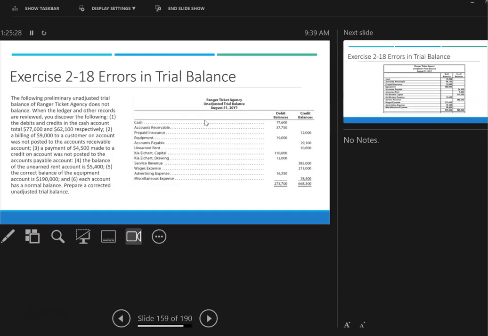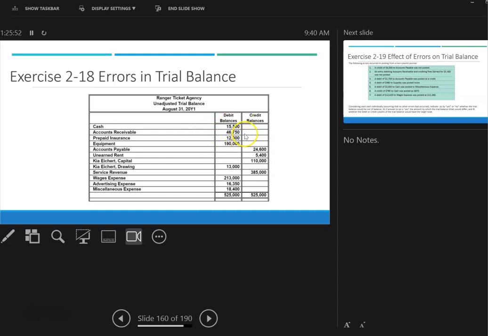Or it says here, a billing of $9,000 to a customer on account was not posted to the accounts receivable account. Well, if it was posted to fees earned, do you see why we're not balancing? We need to increase our accounts receivable by $9,000. Do you see here it says $37,750? Wouldn't we add $9,000 to that to make it $46,750?